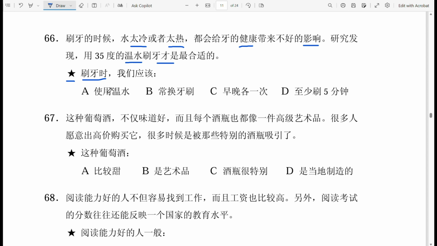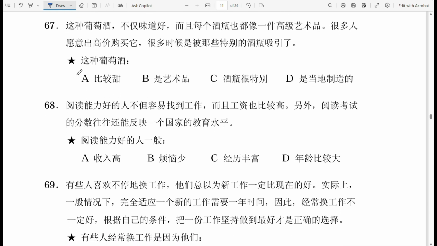So we already read the answers, so we can now pick the answer directly, which is what is mentioned in option A. 使用温水. So when brushing our teeth, we have to use warm water. The other options are never mentioned. And just like this, we have moved on from the first question in a very easy and fluid manner. So let's do the same with question 67.